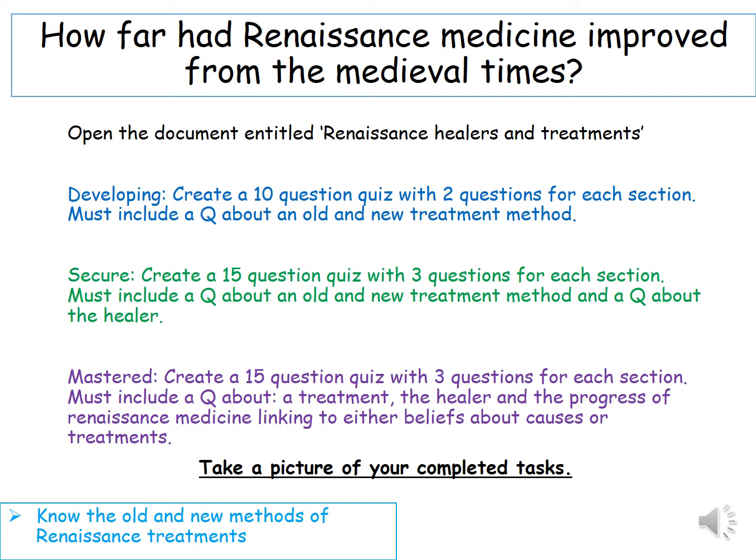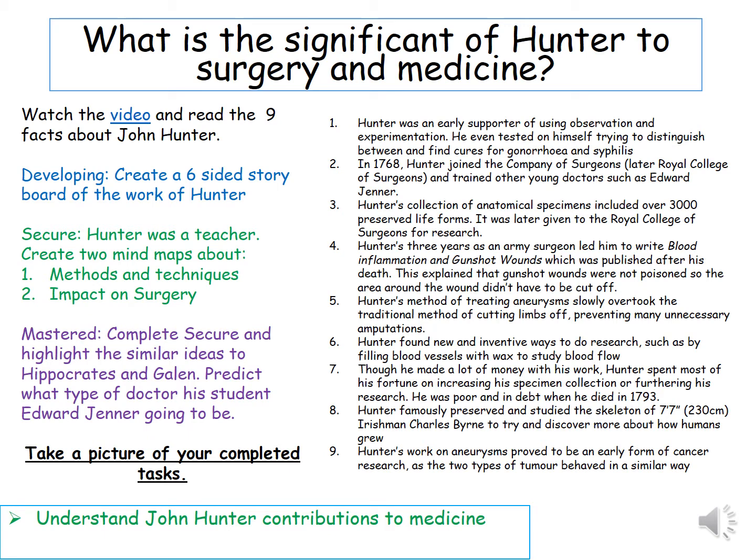You do not need to do every task for this, so developing students only do the developing task, mastered students only do the mastered task. Once you finish, take a picture of the work and upload onto class charts. The second activity, you need to watch the video, which is about John Hunter, and read through these 9 facts.